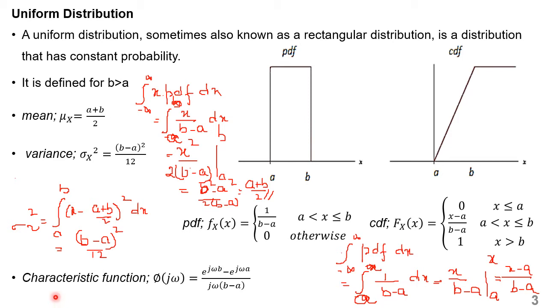Finally, we need to compute the characteristic function phi of j omega. You will get it as e to the power j omega b minus e to the power j omega a divided by j omega times b minus a. This derivation we will be doing in the next video.